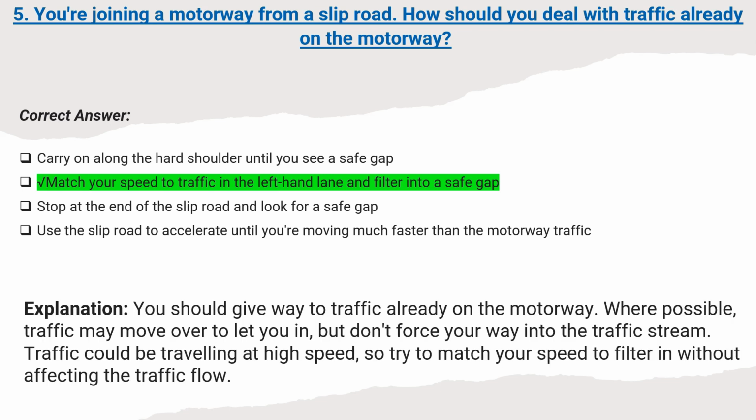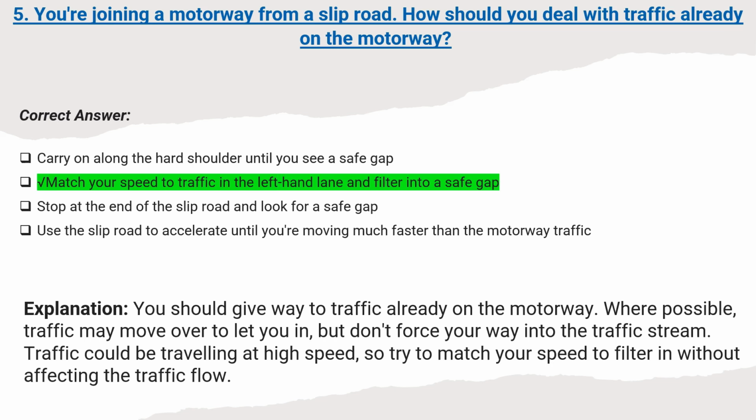Explanation: you should give way to traffic already on the motorway. Where possible, traffic may move over to let you in, but don't force your way into the traffic stream. Traffic could be traveling at high speed, so try to match your speed to filter in without affecting the traffic flow.